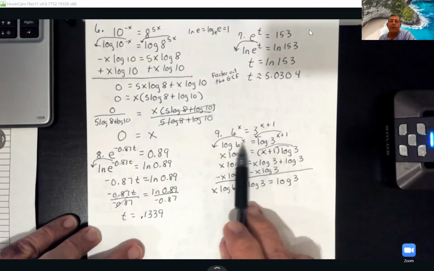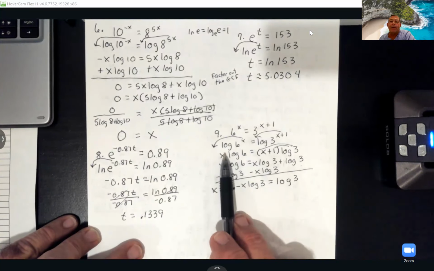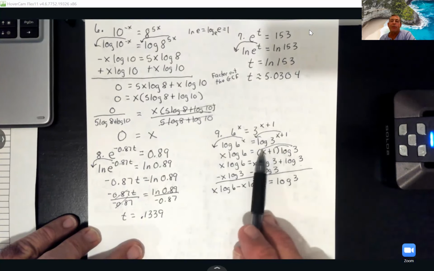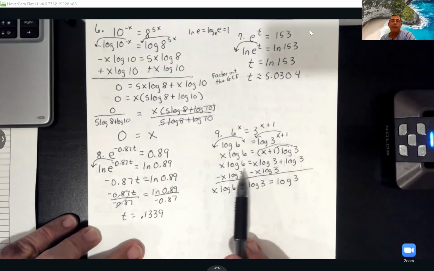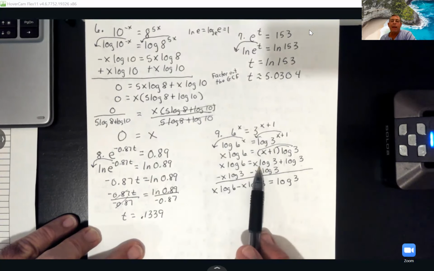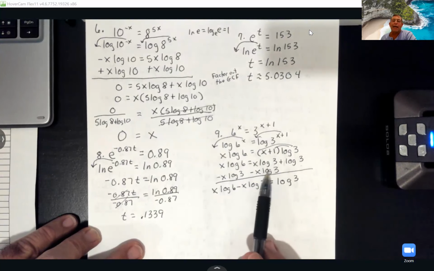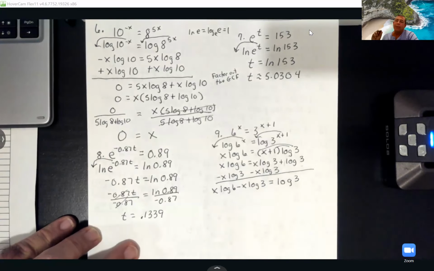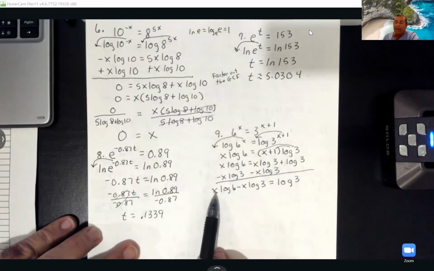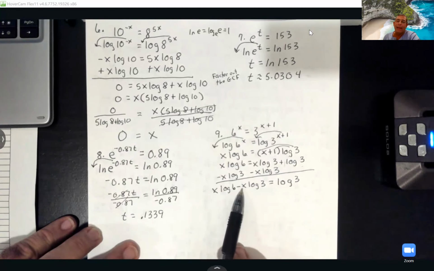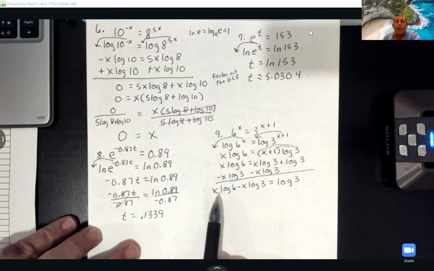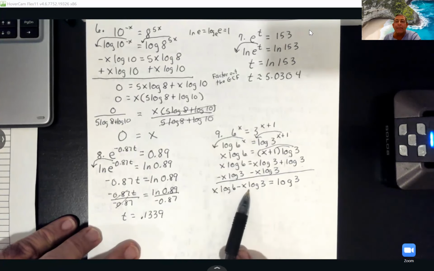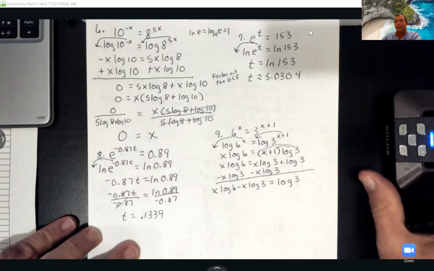All right, so I took the log to bring the exponents down. I distributed this one because it had 2 terms. At this point, I had to get all my x's on one side, so we subtracted this x from both sides. So here's the question of the day. I got an x here, and I got an x here. How can you turn these 2 x's into 1 x?